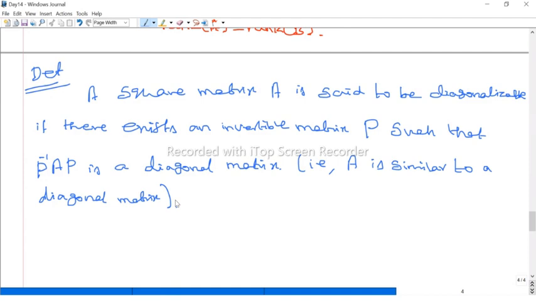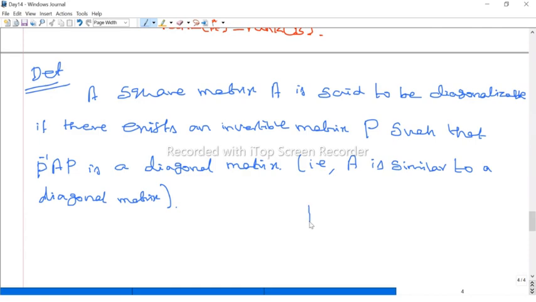So what does diagonal matrix mean? Don't confuse diagonal and diagonalizable. Not all diagonalizable matrices are diagonal, but diagonal matrices are diagonal. So keep that in mind.